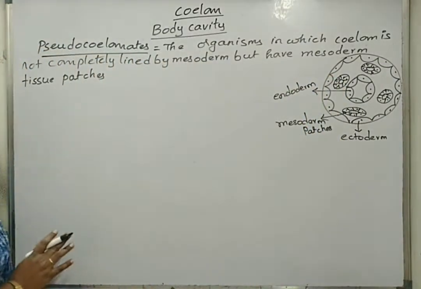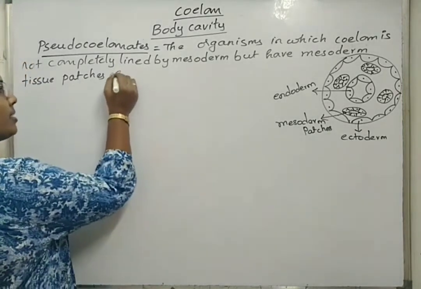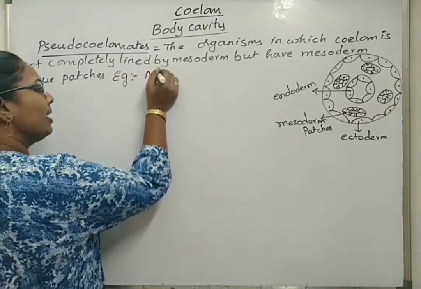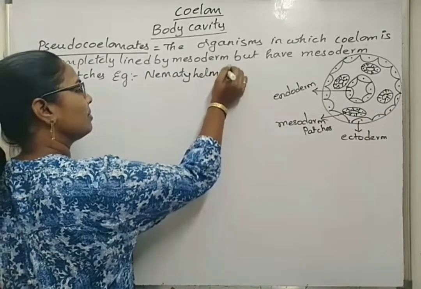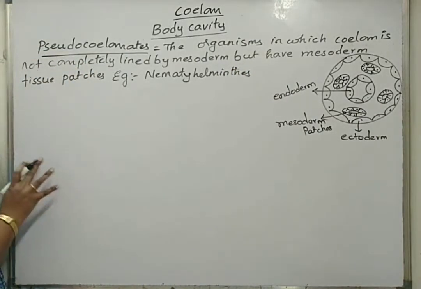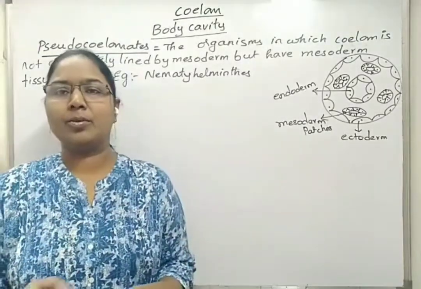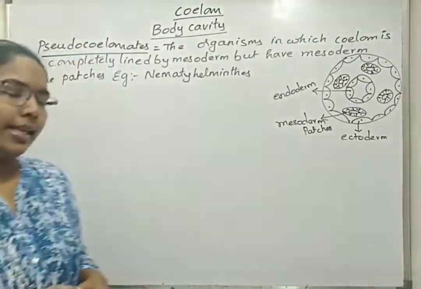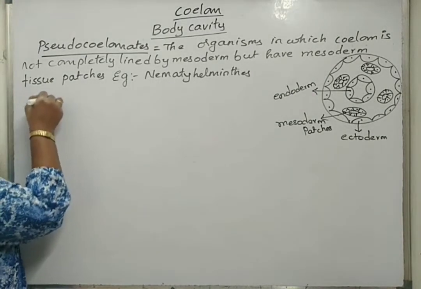So if the mesodermal distribution in the coelom is like this, then we call such organisms pseudocoelomates. Example, Nematihelminthes. Next, if the organism is having a well-developed coelom, meaning the complete coelom is lined by the mesodermal layer, then such organisms are termed as coelomates.